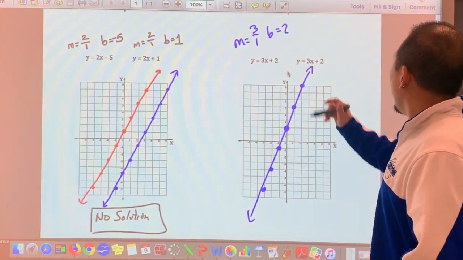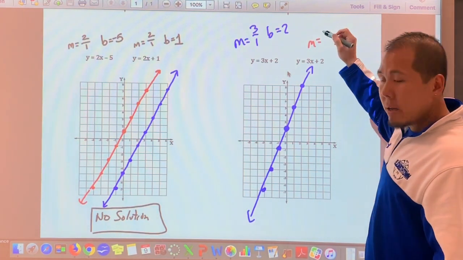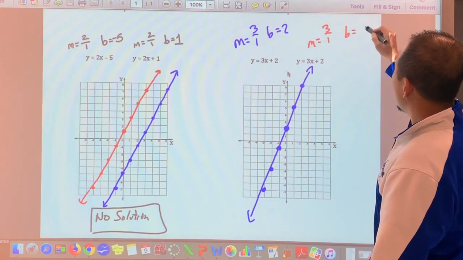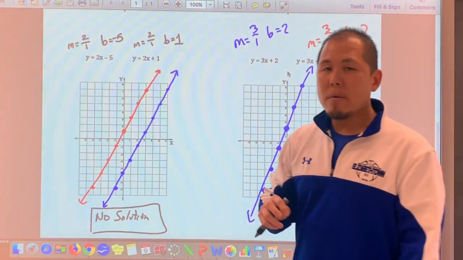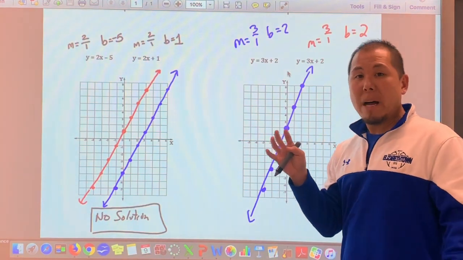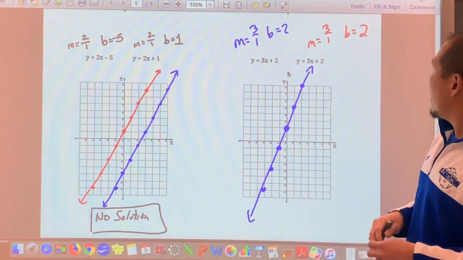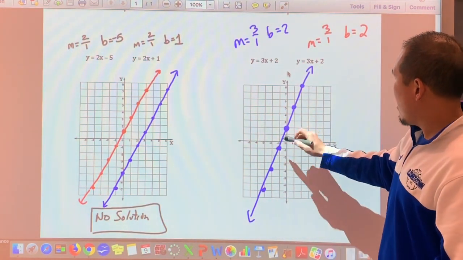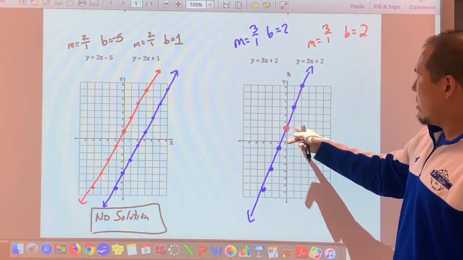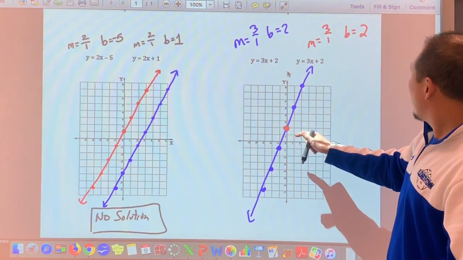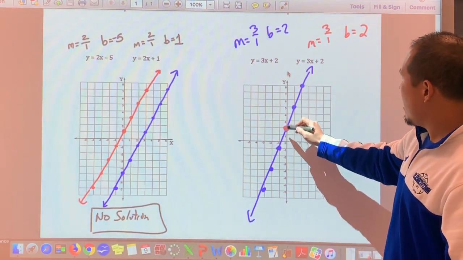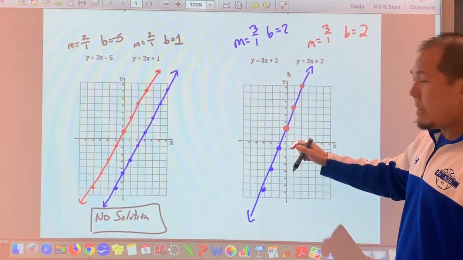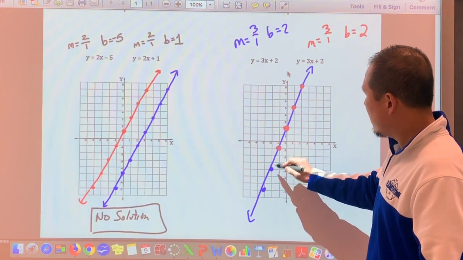Our second line, our m, guess what? It's also 3 over 1, and our y-intercept is 2. Well, you're probably thinking something, so let's talk about how we think about this. They have the same slope. So I'm just going to graph it in red and start at 2. And they have the same y-intercept too. So let's go up 3 over 1. Oh, we met again. Up 3 over 1. Oh, met again. Let's go back down the other way.